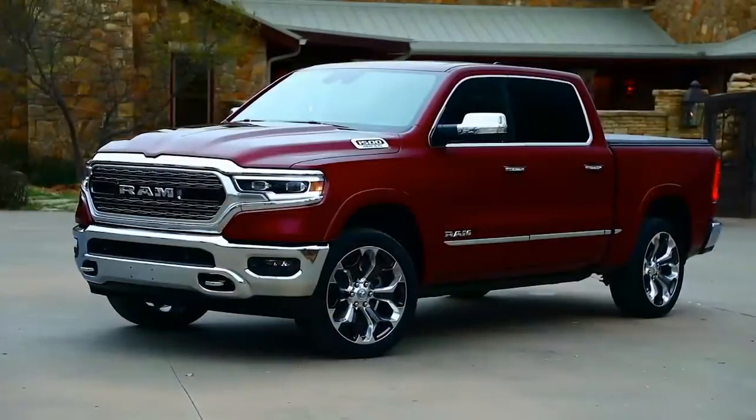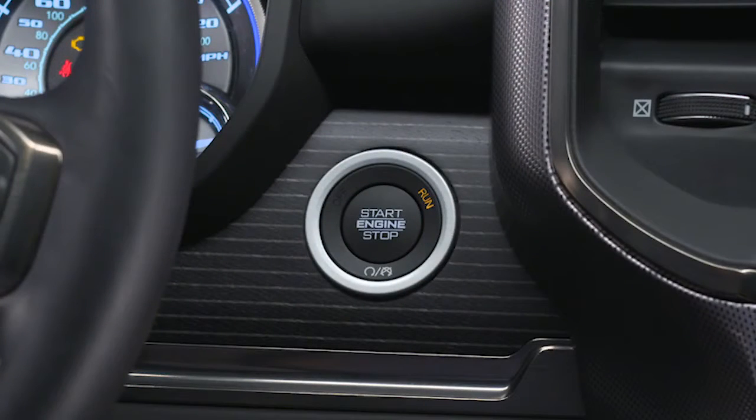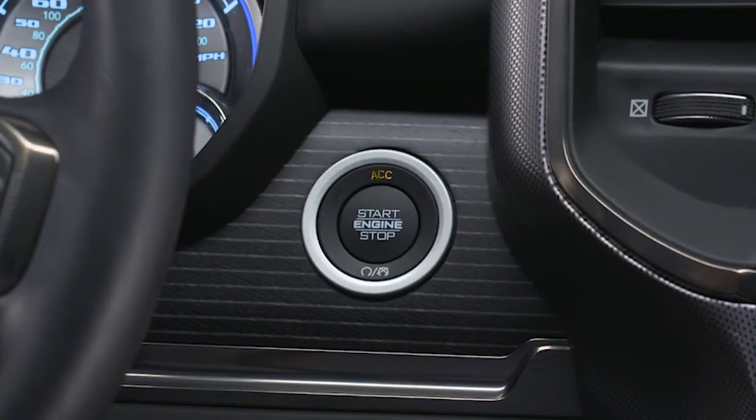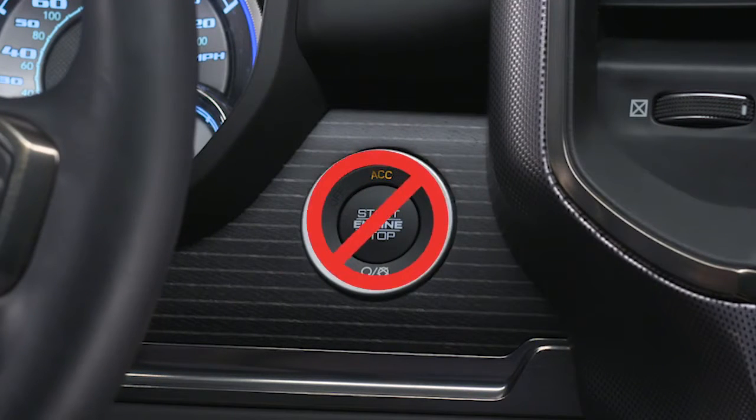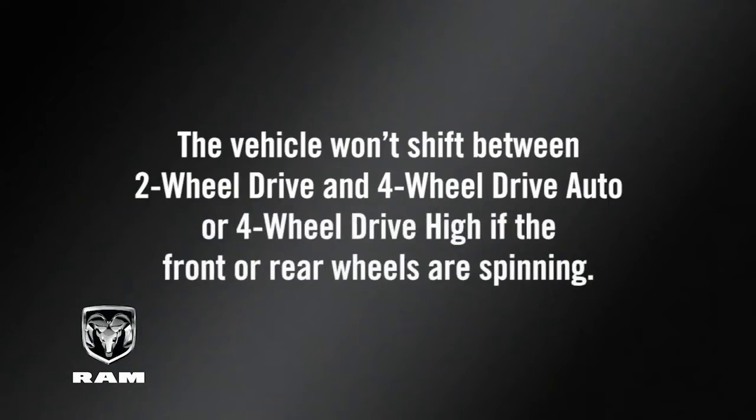When stopped, you can't shift unless the ignition is in the on-run position. The engine can be running or off. You can't perform this shift with the ignition in the ACC or accessories position. Keep in mind, the vehicle won't shift between two-wheel drive and four-wheel drive auto or four-wheel drive high if the front or rear wheels are spinning. The wheels must have traction to perform this shift.